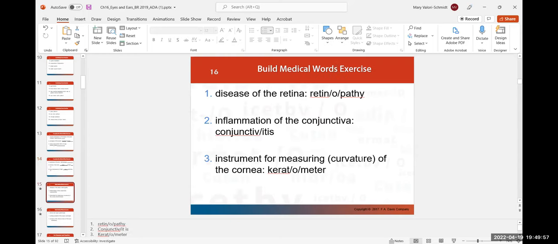Any disease of the retina, retinopathy, inflammation of the conjunctiva is conjunctivitis. Everybody's heard of pink eye, right? That's what that is. The instrument we use to measure the curvature of the cornea is keratometer.